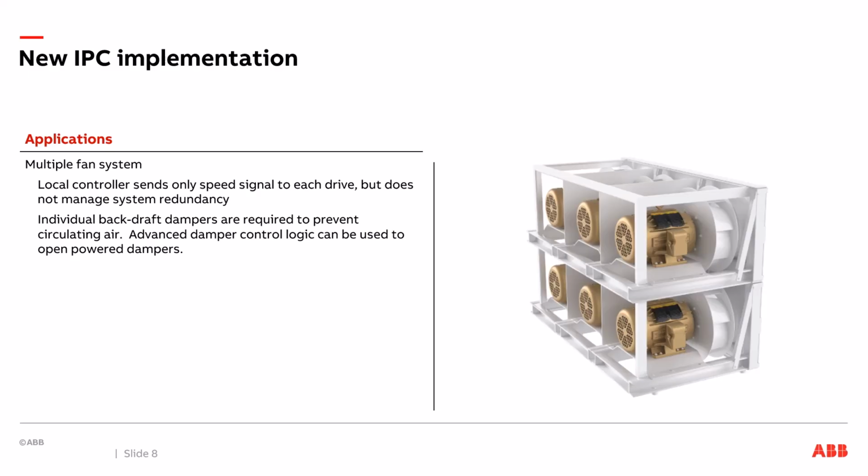Or actually with advanced damper control, we can even do what's called a pre-puff. So we'll spin the motor up to a minimum speed, and then once the damper fully opens, the drive will release to its full speed that's being commanded from the local controller.